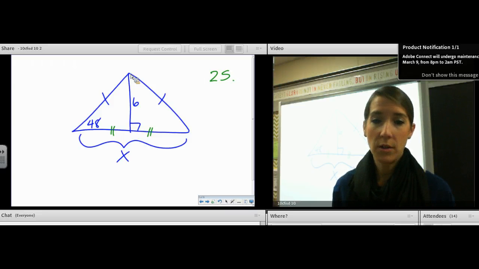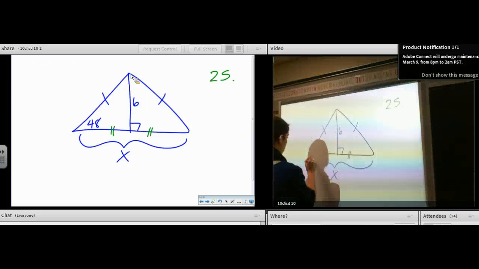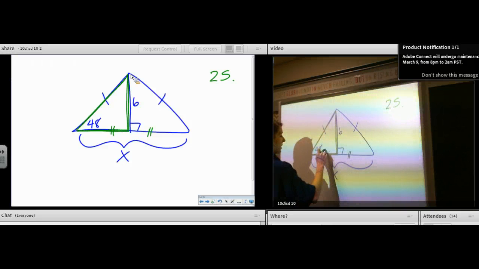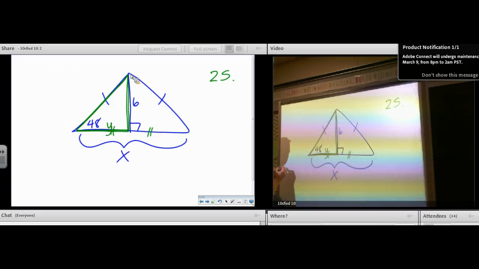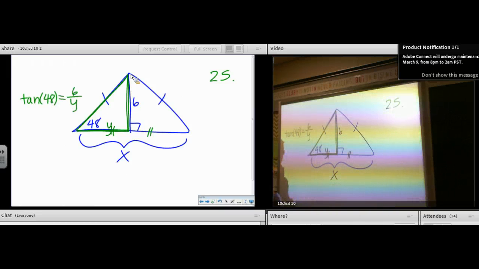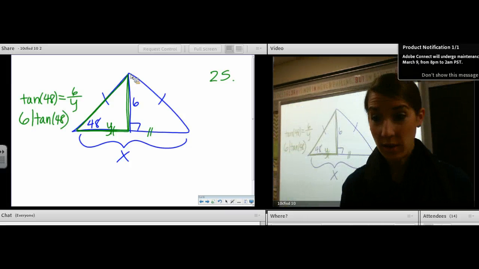Now there's 2 triangles, 2 right triangles, and we only need one of them. So let's pick the one right triangle where we have enough information to use trig. That would be this triangle right here. I'm going to call this y, and we've got opposite over adjacent. So tan 48 equals 6 over y. Where's the variable? It's in the denominator. Denominator divide. 6 divided by tan 48. And then you simply double your answer.